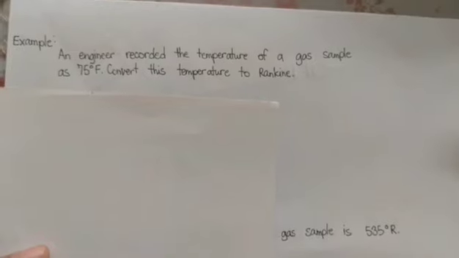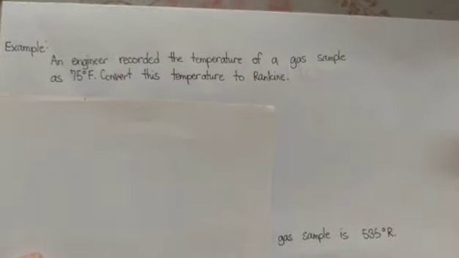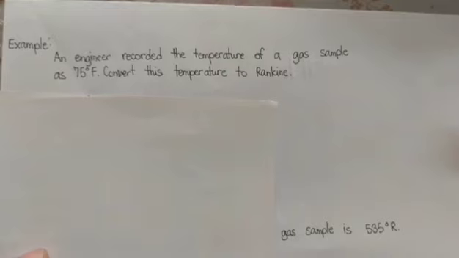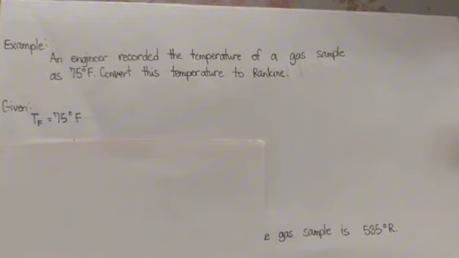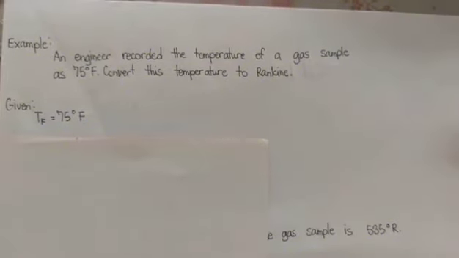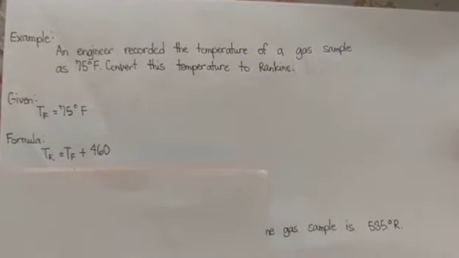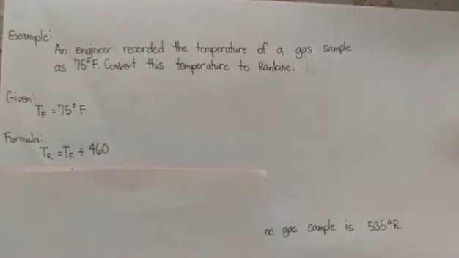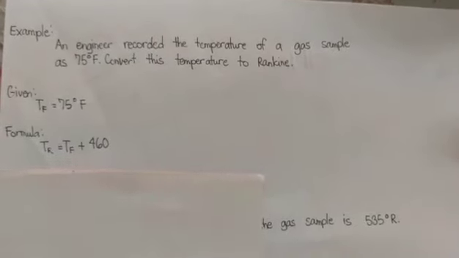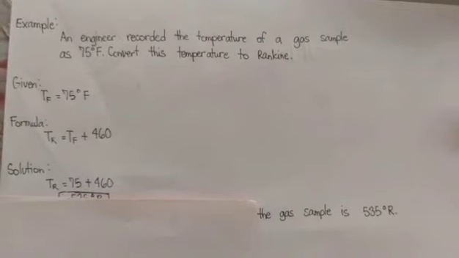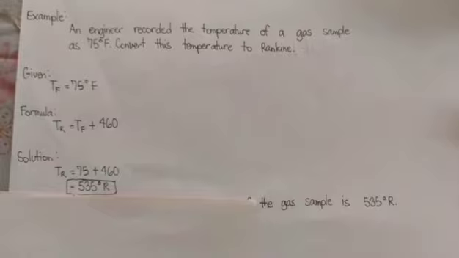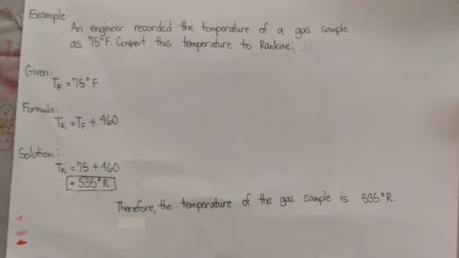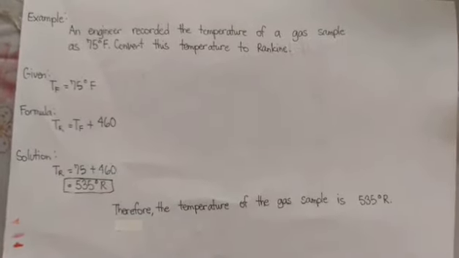Example: an engineer recorded the temperature of a gas sample as 75 degrees Fahrenheit. Convert this temperature to Rankine. The given is T sub F equals 75 degrees Fahrenheit. The formula is T sub R equals T sub F plus 460. The solution is T sub R equals 75 plus 460 equals 535 degrees Rankine. Therefore, the temperature of the gas sample is 535 degrees Rankine.